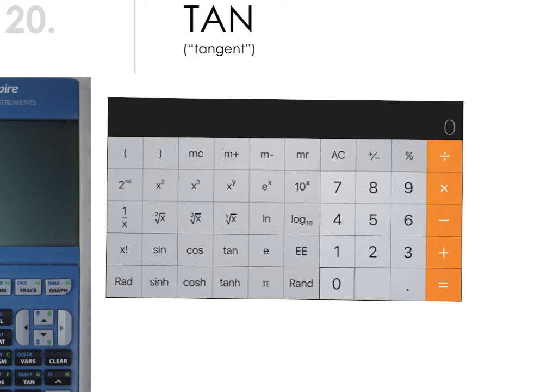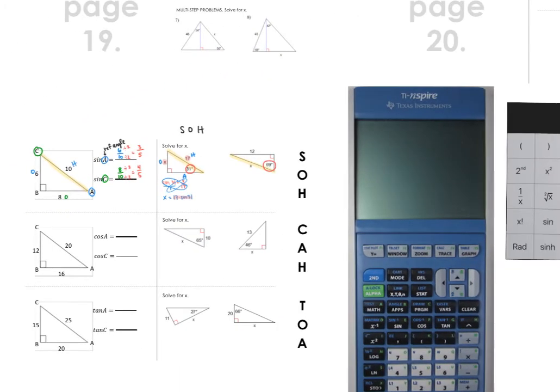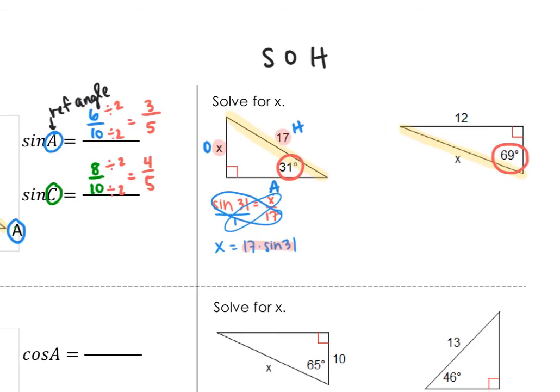So you would type in 17, and then you would write times, and then you would type in 31, hit sine, and then you would go ahead and hit the equal sign. So when you put this in your calculator, 17 times sine of 31, you should get that X is about 8.76. Okay, and we're just going to round to 2 numbers after the decimal. I'm just going to put in parentheses, put this in your calculator. So the highlighted part is the part that we're putting in our calculator.